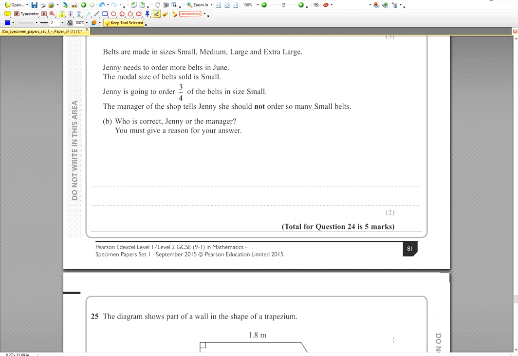Right, it says the belts are made in sizes small, medium, large, and extra large. Jenny needs to order some more belts in June. The modal size means the belt size with the highest frequency. Jenny is going to order 3/4 of the belts in size small. The shop manager tells her she should not order so many small belts. Who is correct, Jenny or the manager? The manager. So we say the manager is correct.